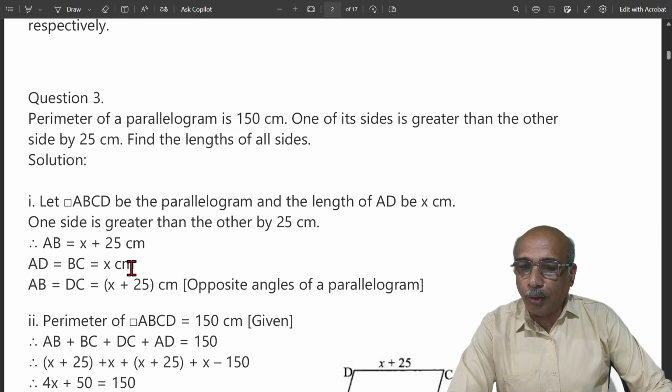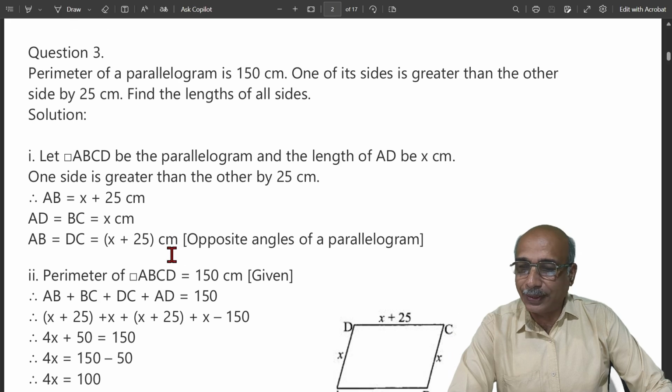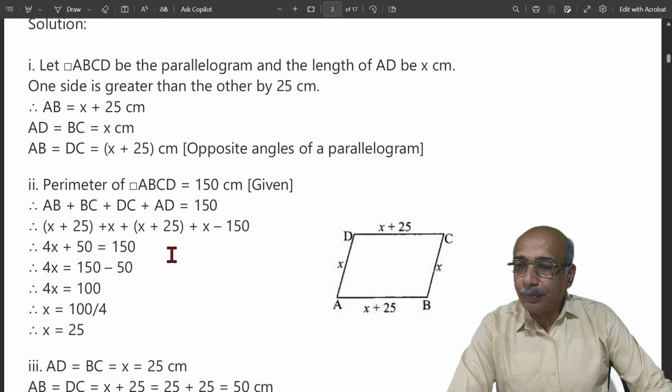The perimeter of a parallelogram is 150 centimeter. One of its sides is greater than the other side by 25 centimeter. Find the lengths of all sides. So here the quadrilateral is a parallelogram ABCD. Suppose AD and BC are equal to x. Therefore, AB and DC will be equal to x plus 25.